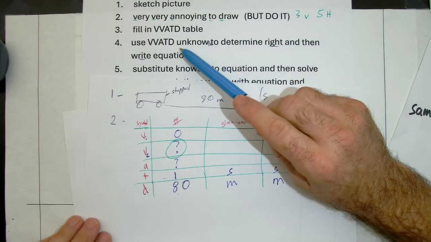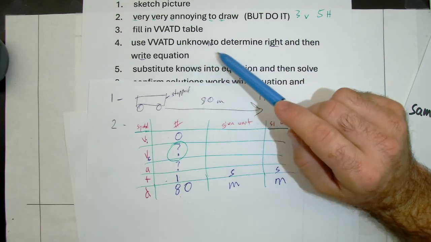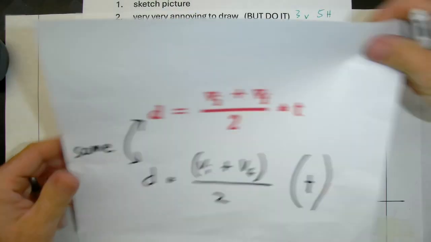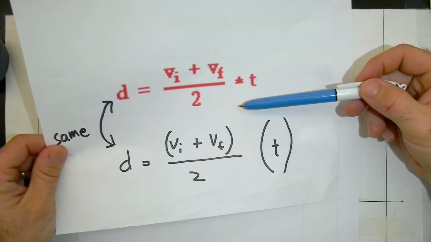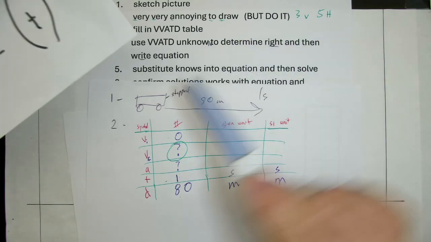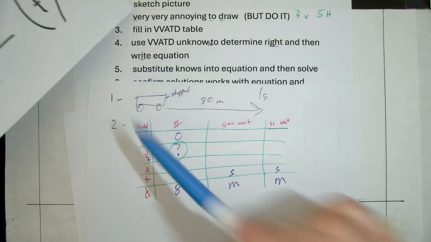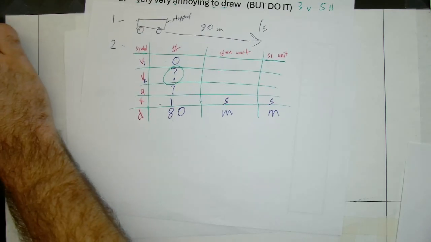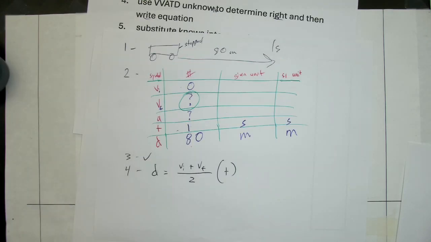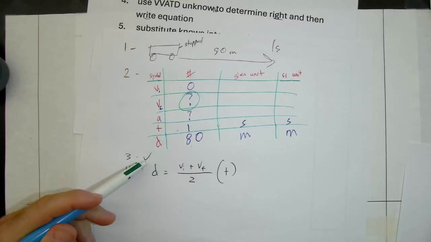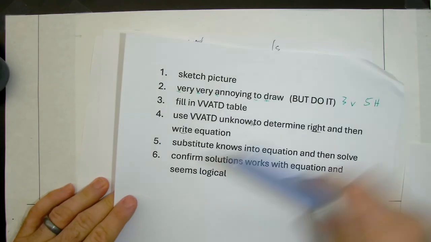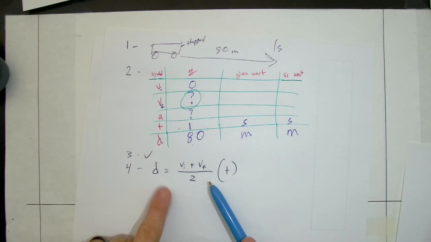Step 4, use the unknown to determine the right equation. That's where we're at right now. Now we're ready to write the equation. So the next step is going to be to write that. I'm going to pause this so you don't see me taking the time. Okay, so I just documented that we did in fact do step 3, and then in step 4, remember the second part of step 4 was to write the equation. So in fact, I wrote the equation.